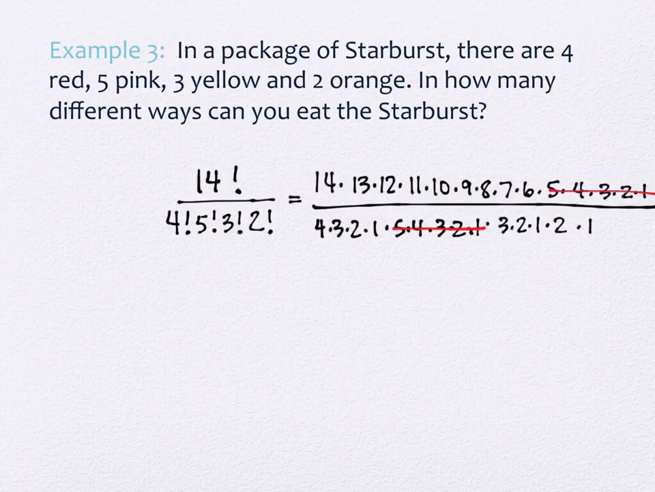But let's continue. Are there other places where we can cancel things out? Well, sure there is. Somebody tell me one. 4 and 3 get you 12. Fantastic. So this 4 and 3 could cancel with my 12. What else?